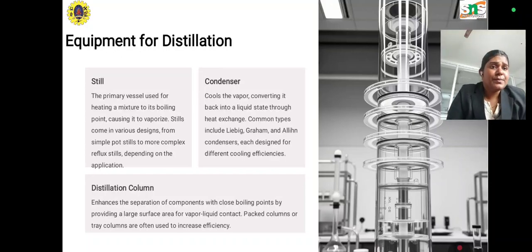So what are the main equipments for distillation? It consists of three: a still, a condenser and a distillation column. The still is the primary vessel used for heating a mixture to its boiling point, causing it to vaporize, and it comes in designs from simple pot stills to more complex reflux stills. Next is the condenser, where the main process takes place. The condenser cools the vapor, converting it back into a liquid state through heat exchange, and common types include Liebig, Graham and Allihn. Next is the distillation column. It enhances separation of components with close boiling points by providing a large surface area for vapor liquid contact.